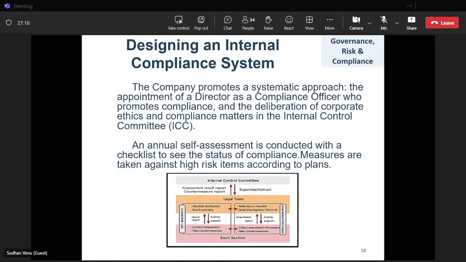In this picture, we can see the internal control committee and the legal team. Each section has a self-assessment and an amendment of the infringement, with activities going back and forth. The internal control committee reports the assessment result to the countermeasure report, supervises all the activities, and instructs the legal team on how they are going to handle it. These are the things we have explained in the diagram.